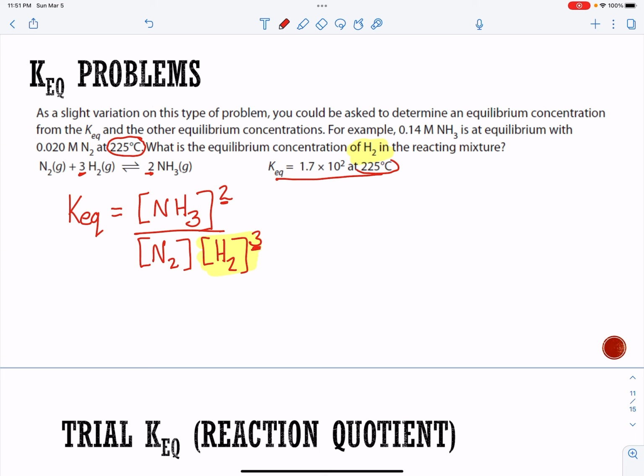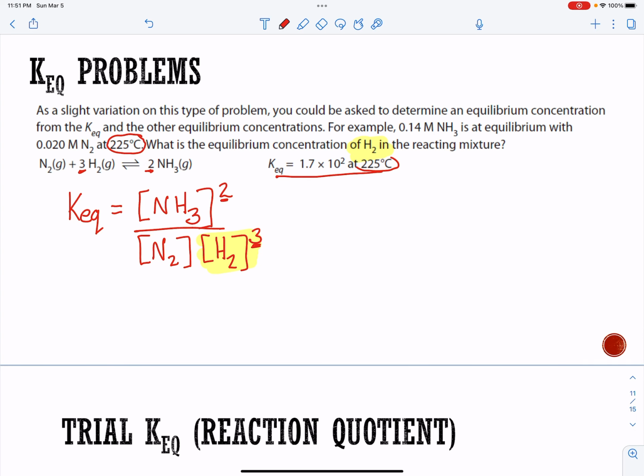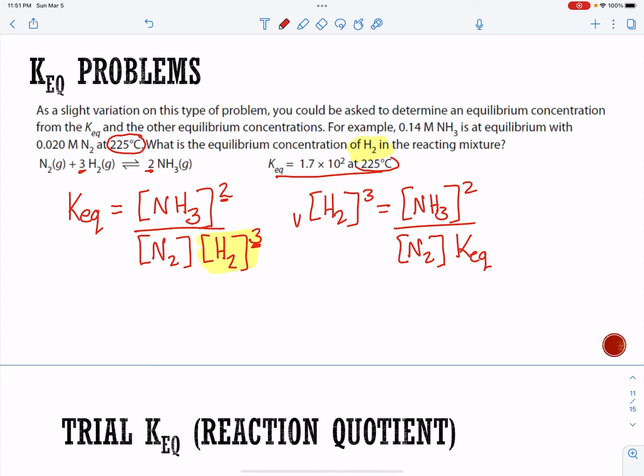So I'm going to do the little switch thing that we talked about in the first week of class, where I bring the hydrogen up to the numerator and the KEQ down to the denominator. So I'm going to take H2 cubed is equal to NH3 squared over concentration of N2 multiplied by my KEQ. Now, next step I'm going to do is I want to get rid of this cubed with the hydrogen, so I'm going to cube root everything on both sides of the equation. And then, last thing, I'm going to solve for H2.